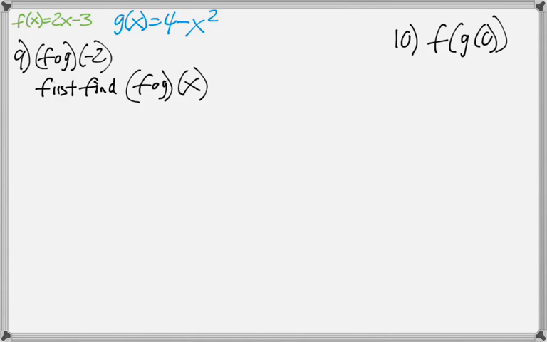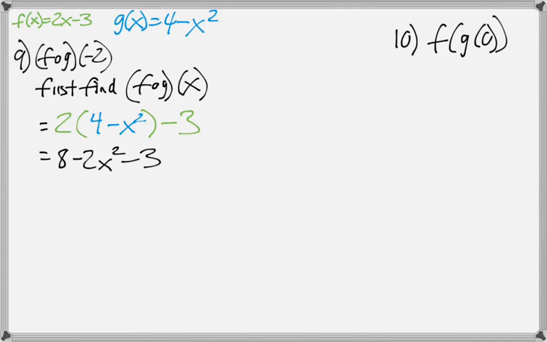So I'm going to rewrite the f function just with an open parentheses instead of the x, and 4 minus x squared, and if I simplify that, then that's going to be equal to 8 minus 2x squared minus 3, which is equal to 5 minus 2x squared. So that is what f∘g of x would be.